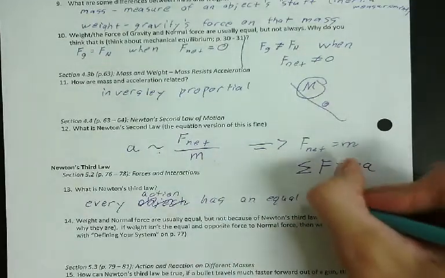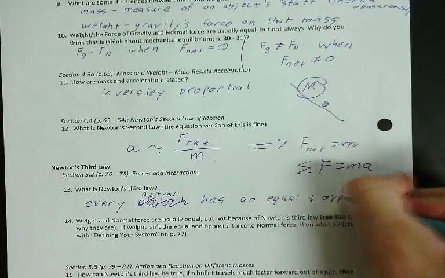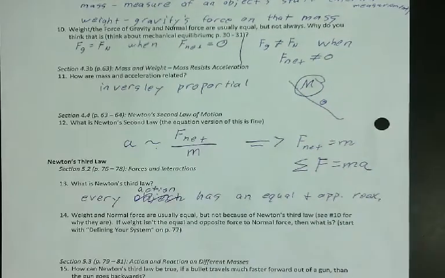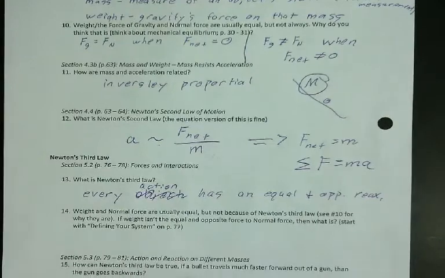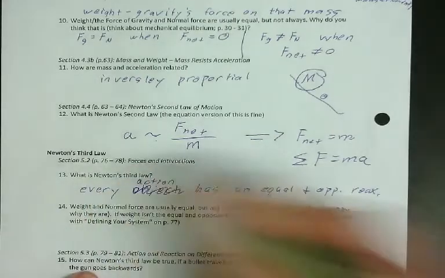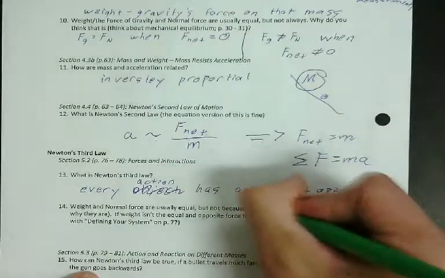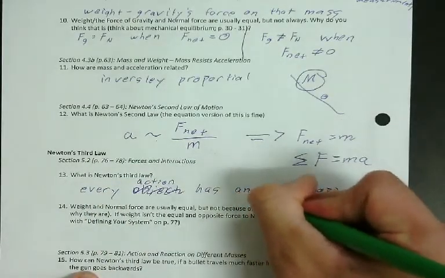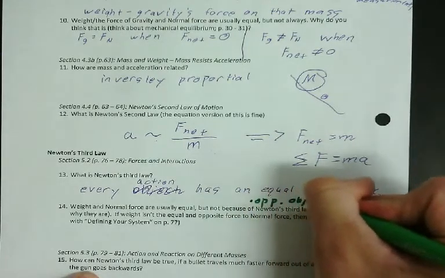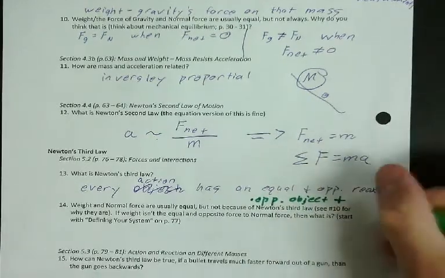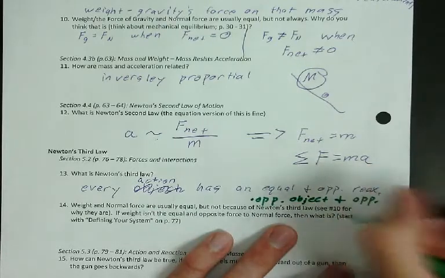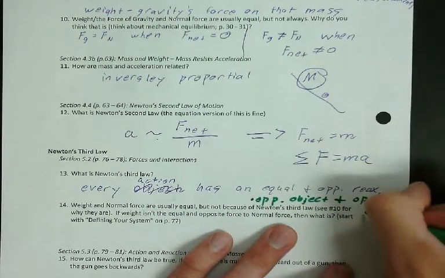Every action has an equal and opposite reaction. A couple of things to mention about this. When I talk about the action and the reaction, it's always on the opposite object and in the opposite direction. So when you say equal and opposite, I mean opposite object and opposite direction.